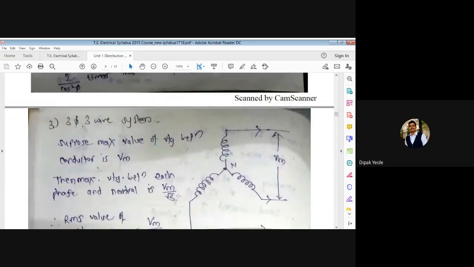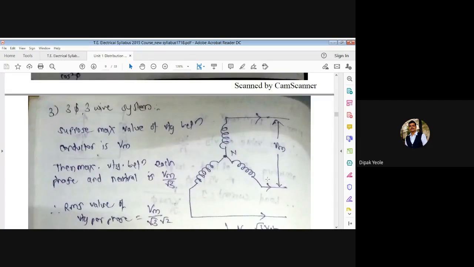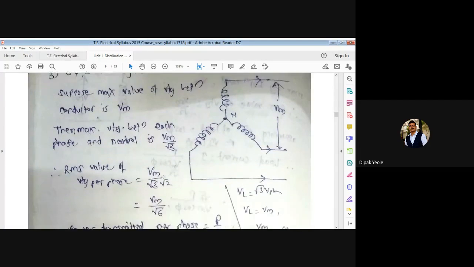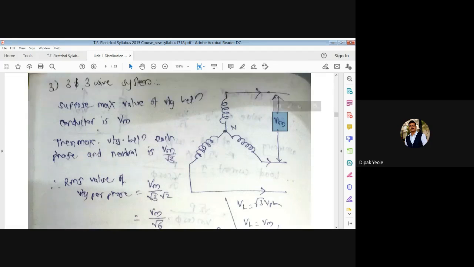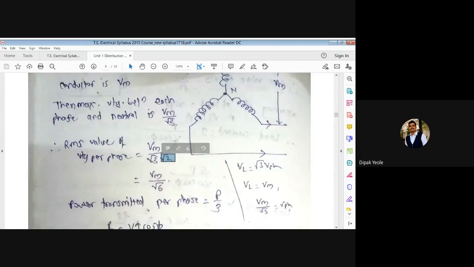The 3 phase 3 wire system, same way we have to draw the diagram. Here we are using the RMS value per phase, VM divided by √3, and for this VM divided by √3 we have to multiply with √2 to find out the RMS value, because this is a maximum and we are interested for per phase value. So firstly we have to divide by √3 and maximum value we have to convert by multiplying by √2. So this is the RMS value. Take the product of √3 into √2, it becomes √6.